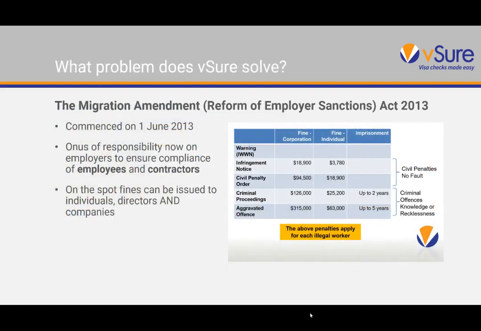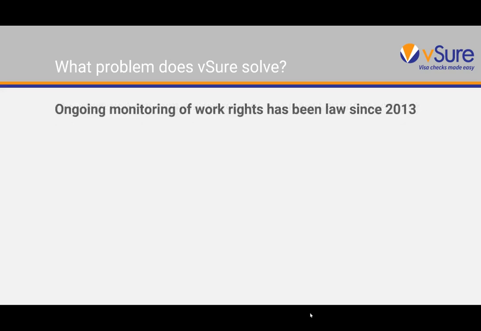So what this all centres on is the Migration Amendment Act 2013. In June of 2013, a new piece of legislation came in that shifted the responsibility from the employee to the employer to ensure the work rights of every single one of their workers. Now, those workers include both employees and contractors. So the Department of Home Affairs, as it's now known, used to be called the Department of Immigration, can issue on-the-spot fines of up to $94,500 as a civil penalty to an organisation who's found to have a single foreign worker working in breach of their work conditions.